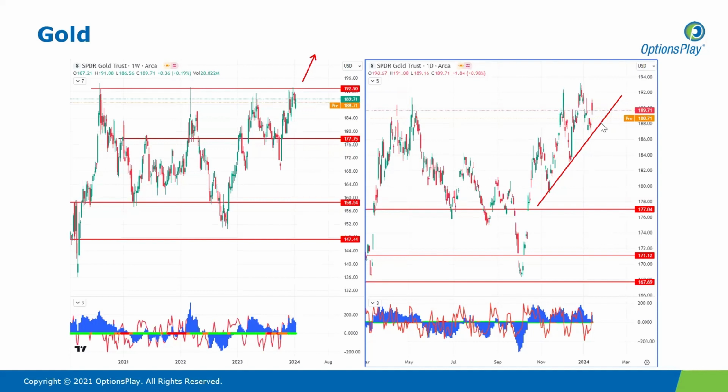in gold. This consolidation, kind of like a slow trek higher, but it does have a clear level of horizontal resistance that it is respecting.